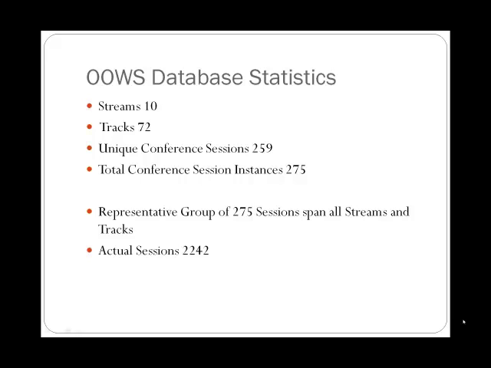The Oracle OpenWorld Scheduler database, like the actual Oracle OpenWorld Conference of 2010, has 10 streams and 72 tracks. Our proof of concept dataset includes 259 unique conference sessions and a total of 275 conference session instances. The 275 conference sessions span all 10 streams and 72 tracks.